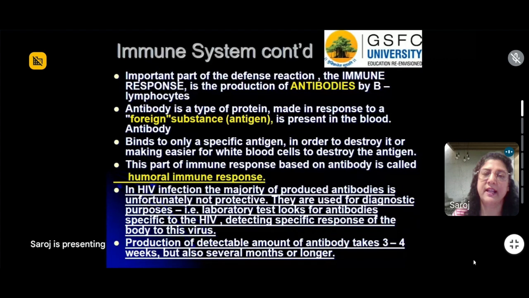Now, who is recognizing and mounting a defense reaction against these antigens? Of course, antibodies. We all know about that. And antibodies, we know, are made by the B lymphocytes, right? So this is what is called our humoral immune response. That immune response where the antibodies come alive, and they are the ones which fight off your antigens.